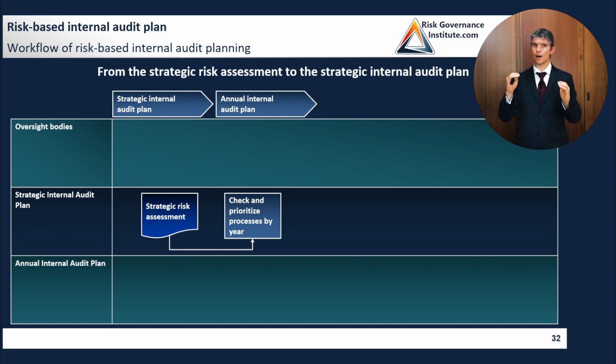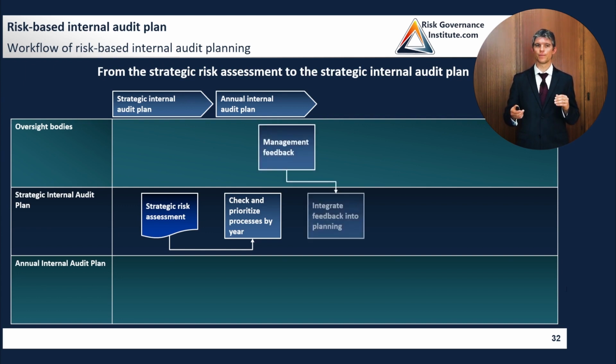We broke down all of the risks. We tried to understand all of the different risks and say, okay, this risk we want to cover this year. This risk we want to cover that year. And some risks you have to cover every single year. And so we check and prioritize the processes by different year.